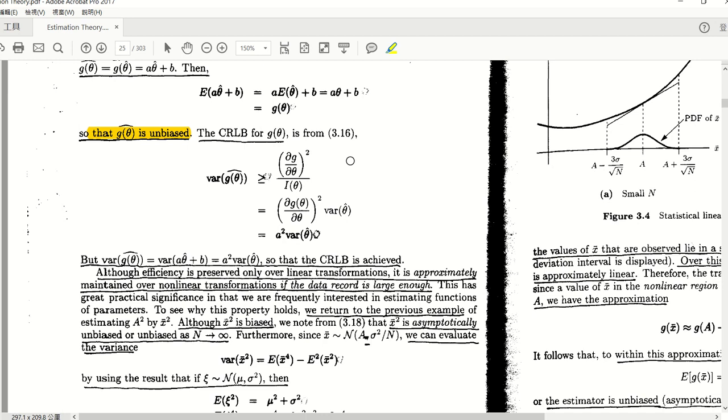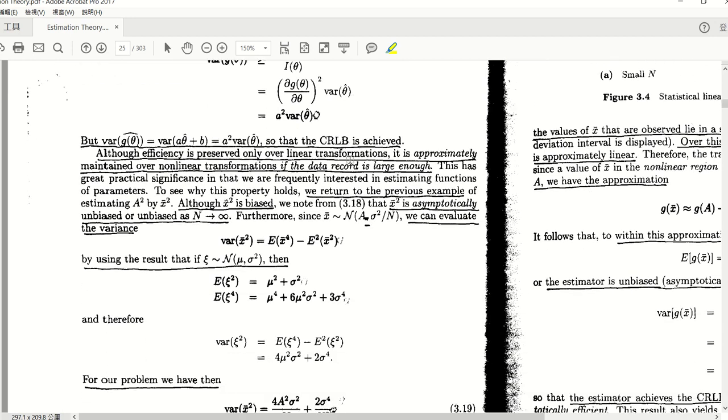Okay, so let's get started. We're going to demonstrate what happens for a nonlinear transformation when the data record is large. To see why this property holds, we return to the previous example of estimating a squared by x bar squared.